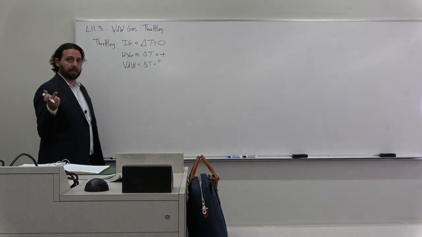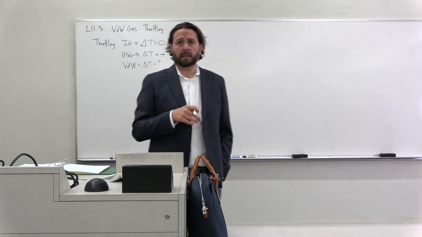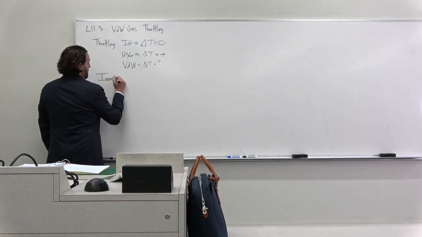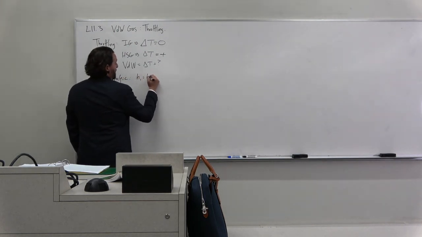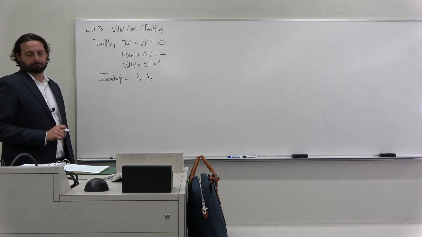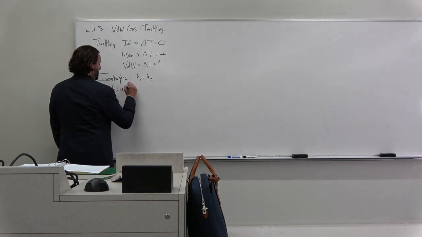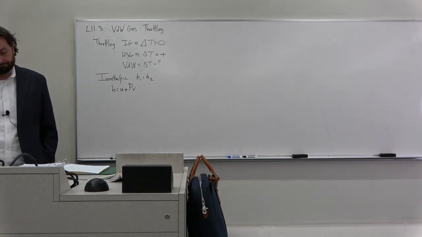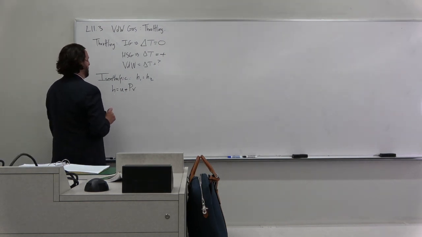Now, throttling, what's the key feature of a throttling process? What kind of process is it? Isothermal, adiabatic, isochoric, isobaric? No, it's isenthalpic. So that means that our H1 is going to be equal to our H2. Remember, H is U plus P times V. These are molar quantities, all the small ones. And so we have to figure out H now for a van der Waals gas.